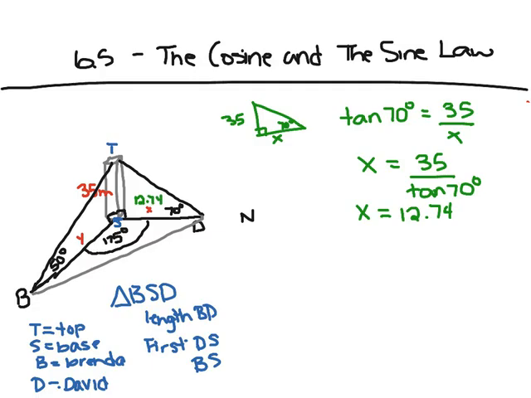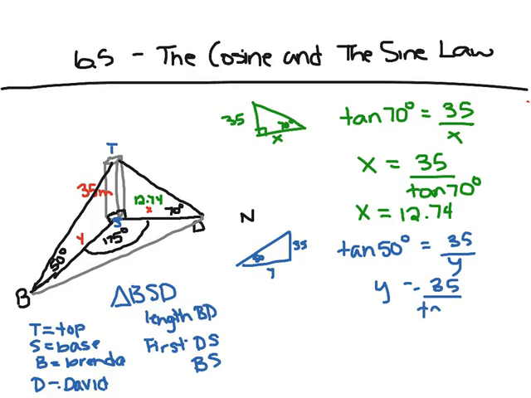If we look at the triangle with Brenda, we have a right triangle again. And we know this angle is 50, and this is 35, so we want to find Y. So tan of 50 degrees is equal to 35 over Y. Y is equal to 35 divided by tan of 50. So Y equals 29.37.